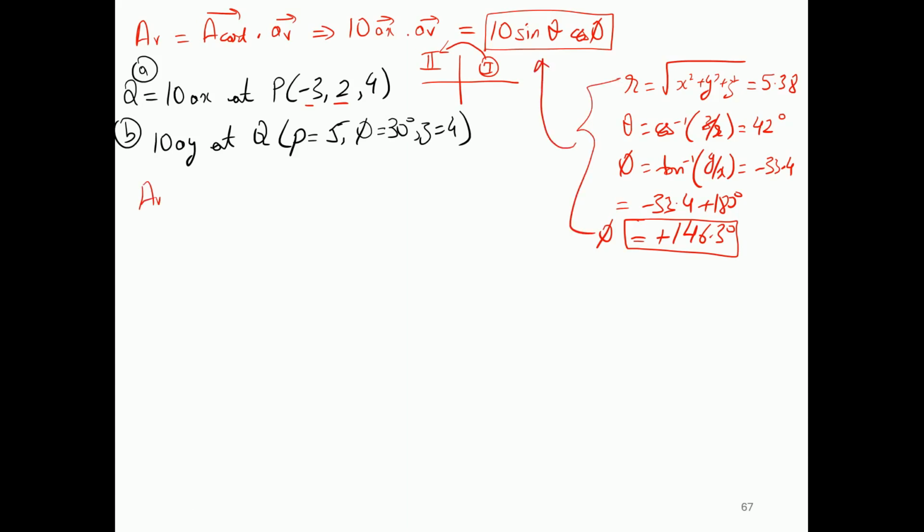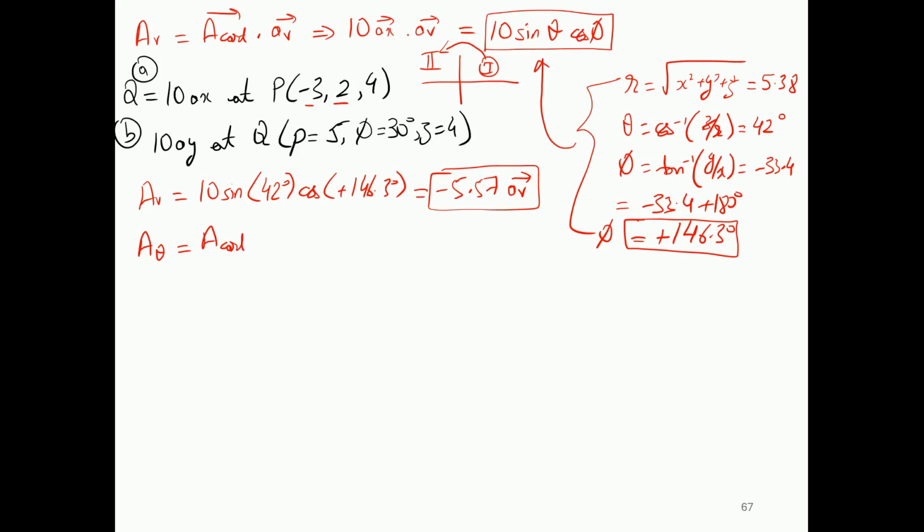So A of r then comes out to be 10 sine of 42 degrees multiplied with cos of plus 146.3 degrees, and the A r value comes out to be approximately minus 5.57 a r. So this is the answer we got for the first value. Secondly, if I want to find A of theta, it is going to be A of the Cartesian coordinate multiplied with the a theta unit vector.